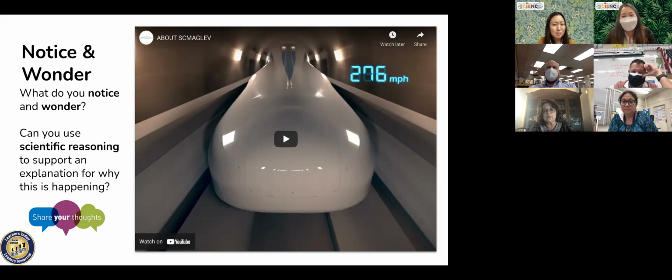Is this an Elon Musk invention? I do feel the duty to say, no, it is not. This is actually in Japan at the moment. Sleek shape. Yes. Thank you for these noticings and wonderings.